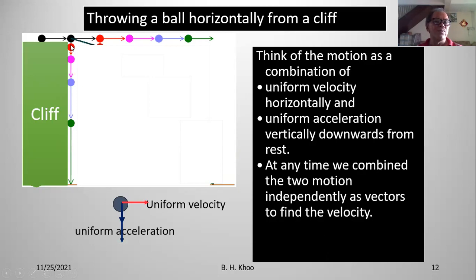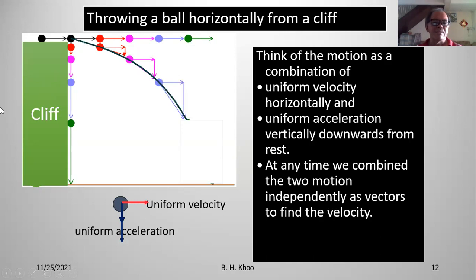So every 1 second, there's the distance. We are combining these two together. So at any time, we combine the motion independently as vectors to find the velocity. So we can find all these different positions or different velocities separately, and then we just combine. The first second, combine the red vector and the red vector. The second, we combine the pink vector and the pink vector, to find the resultant vector, and so on.